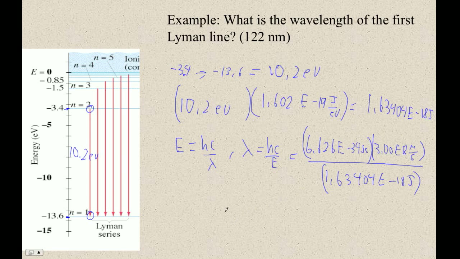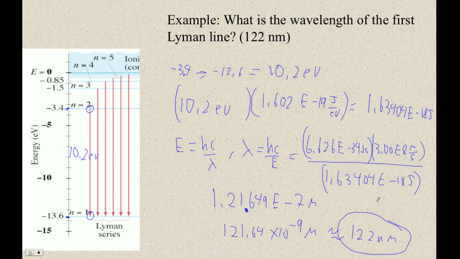And I get 1.21649 E minus 7 meters, right? So if I move the decimal point over there, I get 121.64 times 10 to the minus 9th meters, which is about 122 nanometers, right? Ta-da. So there's an example of one, right?